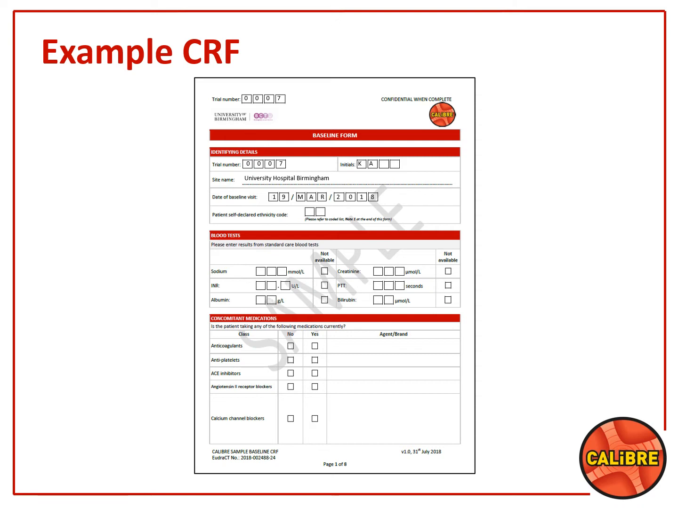This is just an example of a baseline form. The patient's self-declared ethnicity, and this is at the last page of it, there's the code for that, so please do put that on. If there's any blood tests available, this is through standard care blood tests. We are not asking any sites to do any additional blood tests for the trial. So these are standard care blood tests for this disease cohort. If they have sodium, for instance, creatinine levels, then please put the most recent to that appointment. If it's not available, then please fill in the not available box.